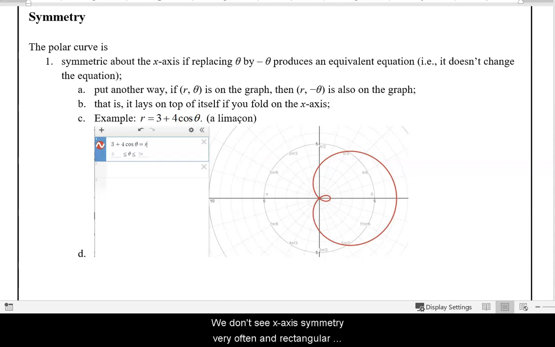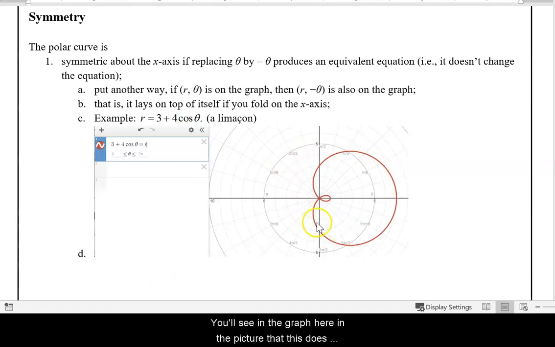We don't see x-axis symmetry very often in rectangular systems because we're mostly looking at functions. However, when we're dealing with polar coordinate systems, we're often not dealing with functions. We have circles, ellipses, and hyperbolas and sideways parabolas. None of those are functions, and we don't really care. We just want to know, does it have symmetry? How can you tell? There are several ways to do it.